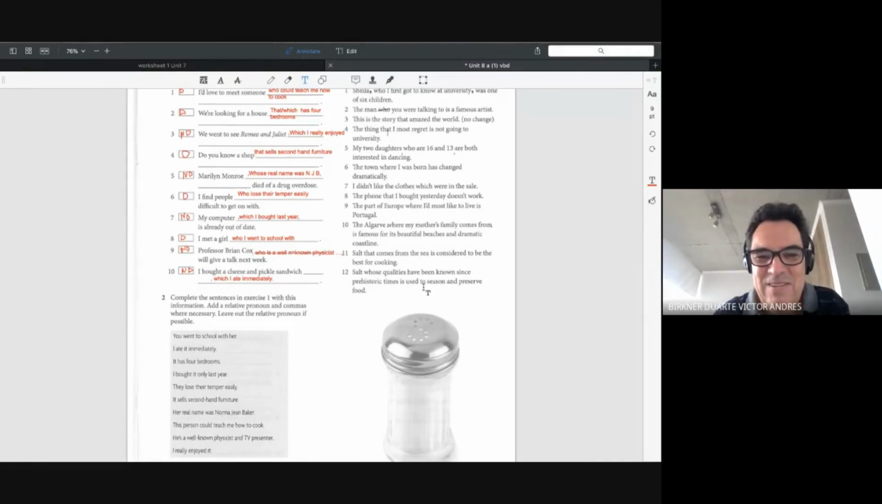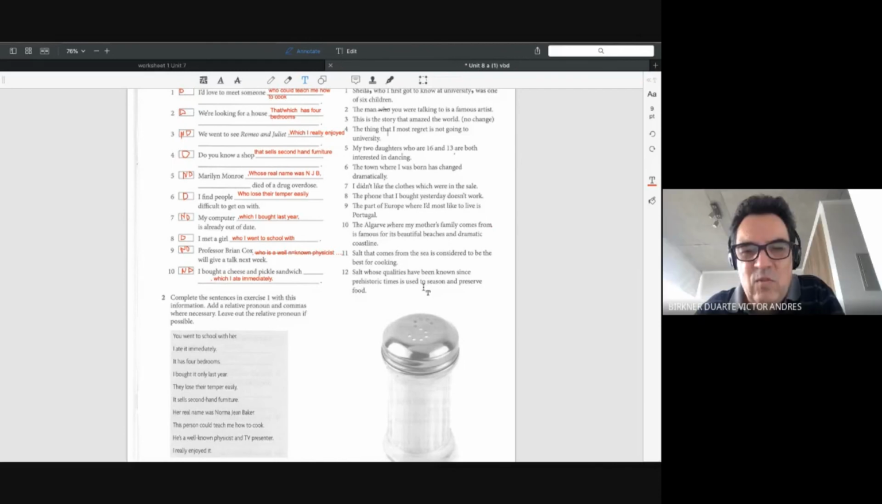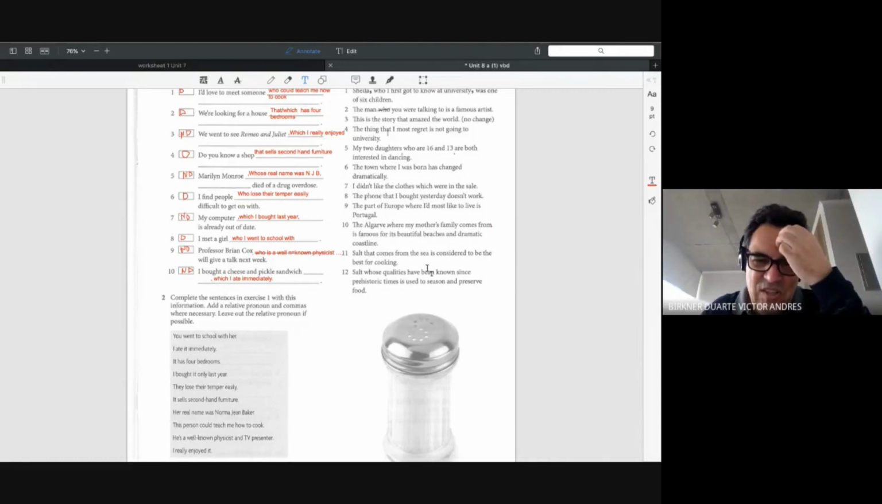All right, number 11, right? Salt comes from the sea is considered to be the best for cooking. I think we can keep that one like that. You think that we can omit that? No, we can keep it, because that sentence would be a little bit strange. Yes, I think in this case, no change because it is a defining clause, and if we omit part of it, that would be incomplete or nonsense.